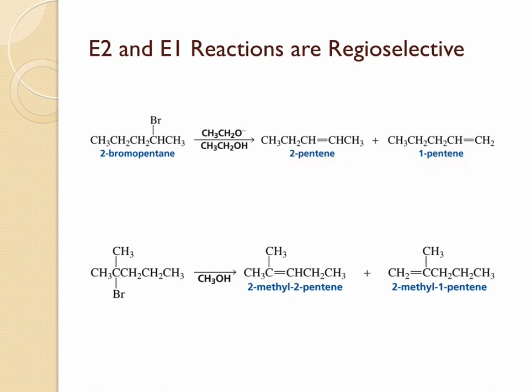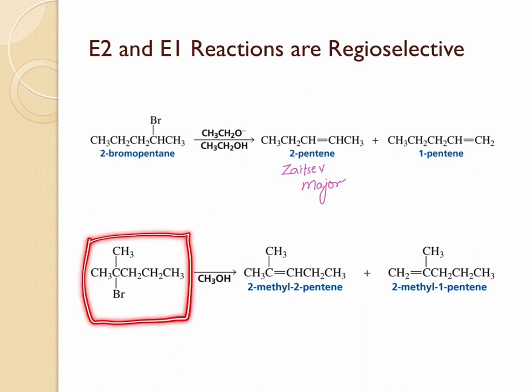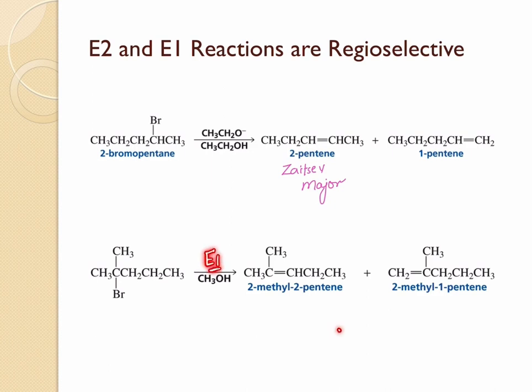And between these two products, we can definitely tell that this is our Zaitsev product, and which is formed in major quantity, right? And similarly, if you consider this alkyl halide, this is a tertiary alkyl halide, and it can undergo E1 elimination reaction to give the following two compounds. And between these two, this is going to be the major product since this is the Zaitsev product.